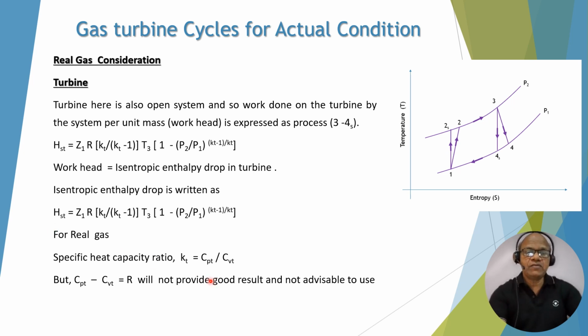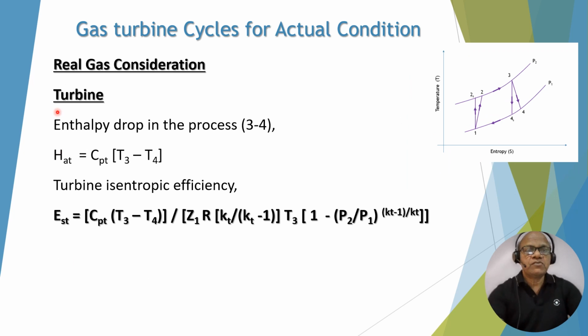For real gas, again we can write the specific heat capacity ratio for turbine as KT is CPT upon CVT. Again we need to separately calculate CPT and CVT and then divide, but we cannot use the equation CPT minus CVT is equal to R, because this will not give a good result. For turbine enthalpy drop, the actual process is 3 to 4, so we can write HAT is equal to CPT into T3 minus T4.